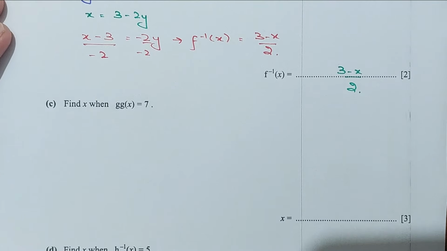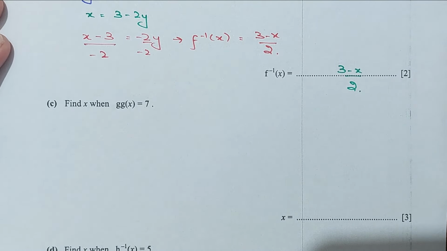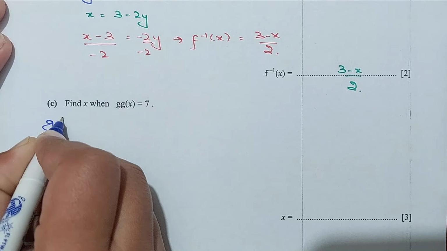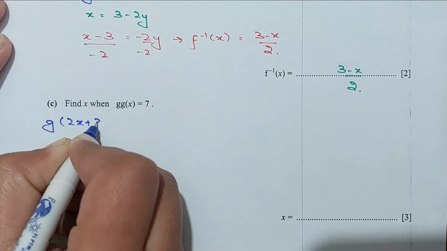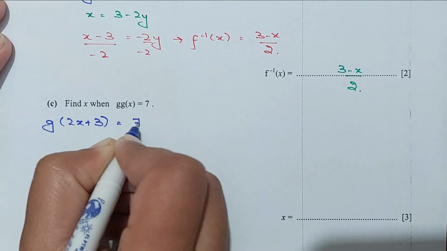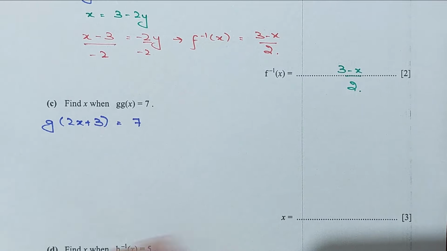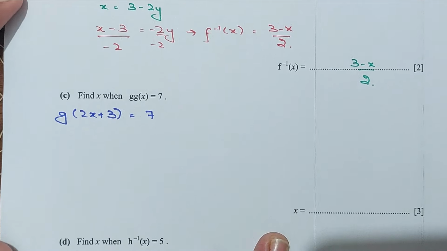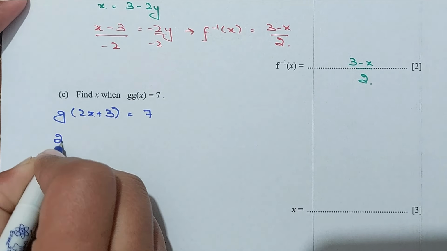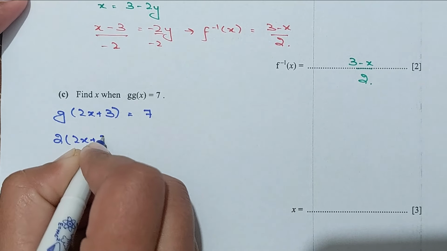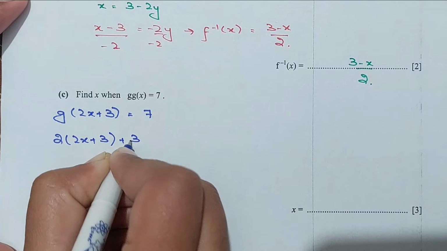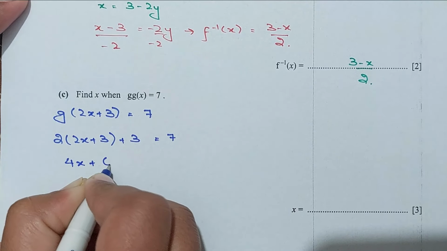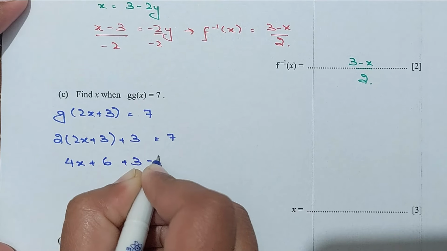Now for part C, find x when g of x equals 7. Okay, g of x is 2x plus 3. This would be equal to 7. What is g of 2x plus 3? As we know that g of x is 2x plus 3. So we have to replace x with 2x plus 3. 2 into 2x plus 3 equals 7. So 2 times 2 is 4x. 2 times 3 would be 6, plus 3 minus 7.